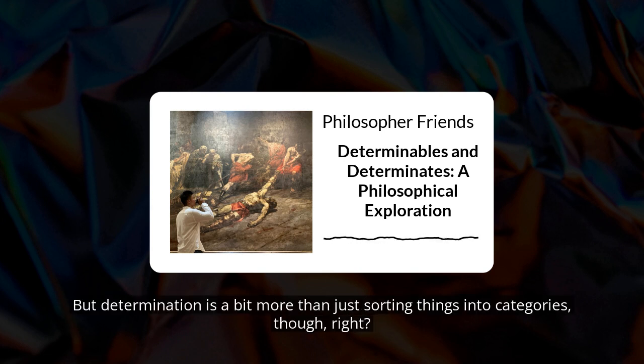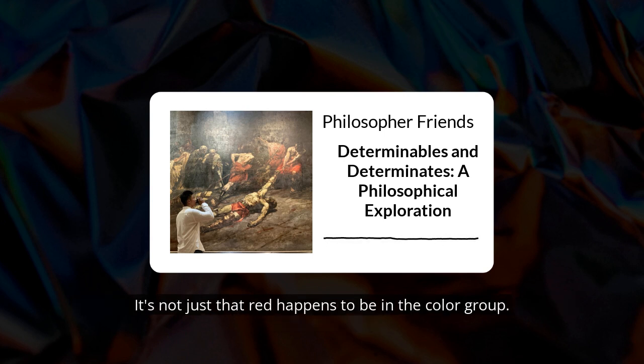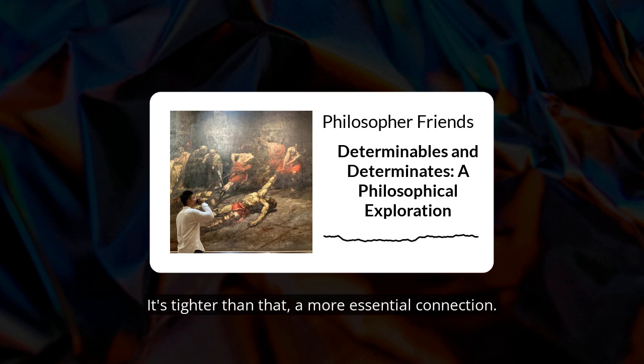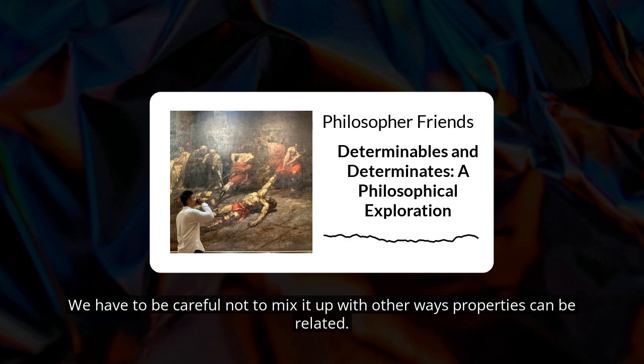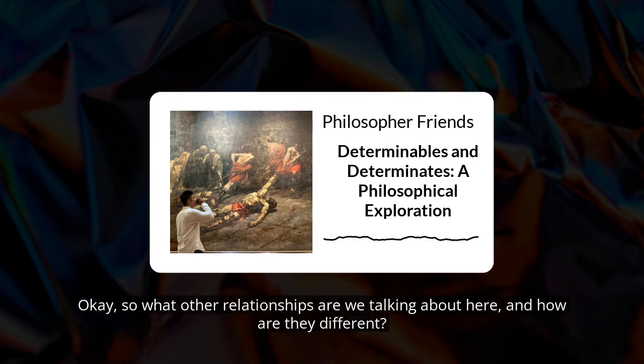Okay, good start. But determination is a bit more than just sorting things into categories, though, right? It's not just that red happens to be in the color group. It's tighter than that, a more essential connection. We have to be careful not to mix it up with other ways properties can be related. Gotcha. So what other relationships are we talking about here, and how are they different?